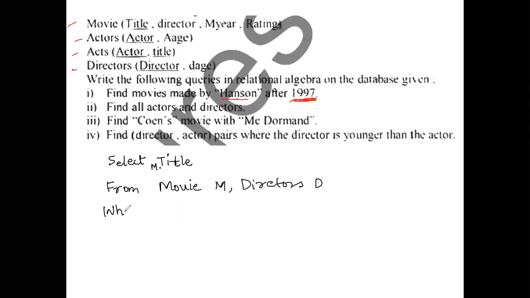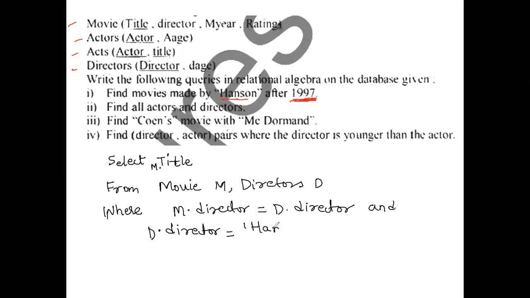and to join this we will put a where clause, where m.director is equal to d.director. And additionally, a few other conditions are mentioned in the query. That is the name of the director. So d.director is equal to Hansen, and one more condition is added that it should be after 1997. That is present in the movie table, that is m.m_year greater than 1997. So this will get all the titles of the movies directed by this person after 1997. Okay, so this is the required result.